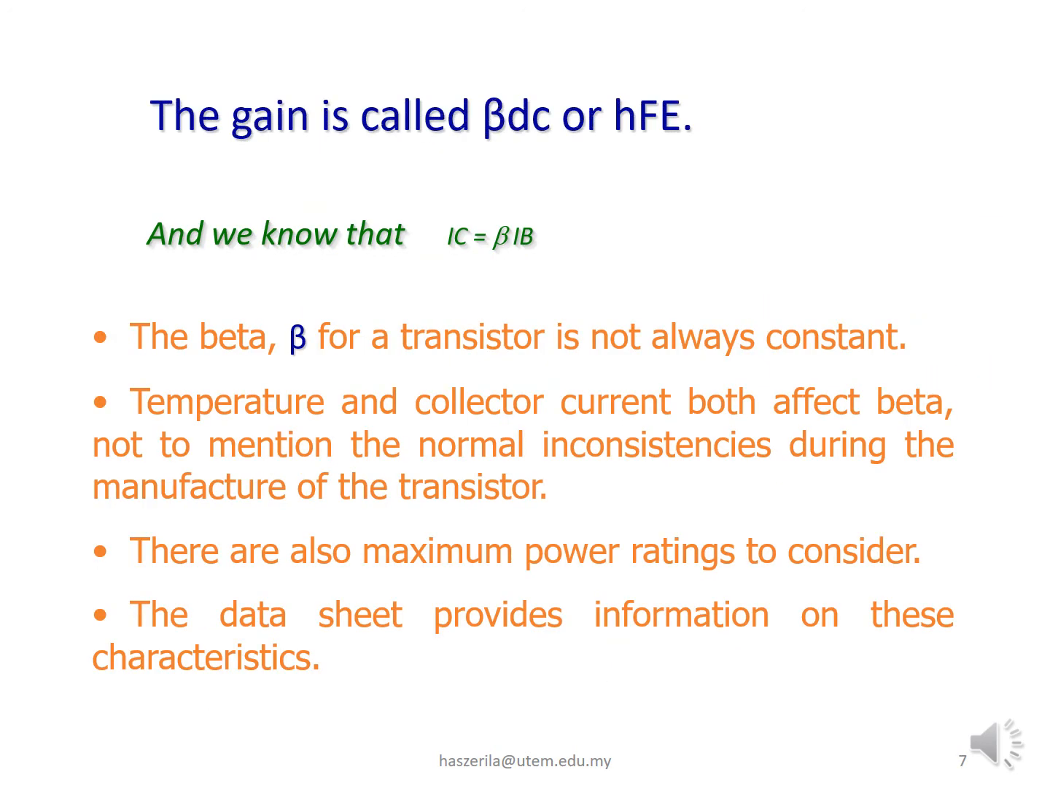The gain is called beta DC or hFE, and we know that IC equals beta times IB. The beta for a transistor is not always constant. There is also a maximum power rating to be considered, and the datasheet provides information on these characteristics.